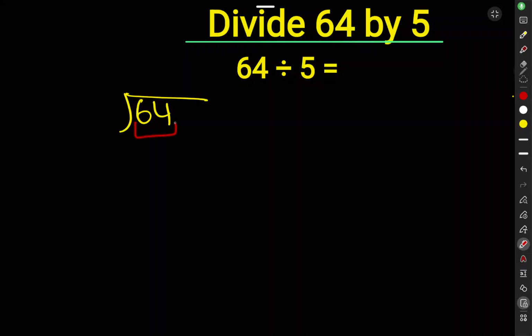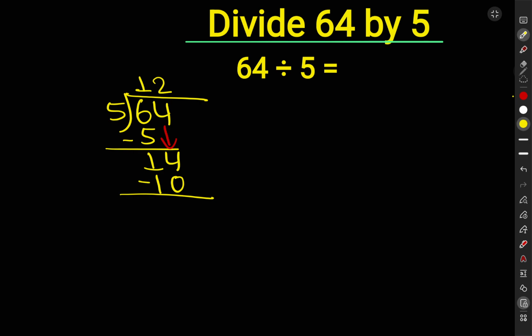Divide this 64 by 5 in a long division method. So 5 times 1 is 5. On subtracting we get 1. So now we put down this 4 and it is 14. 5 times 2 is 10. On subtracting we get 4.